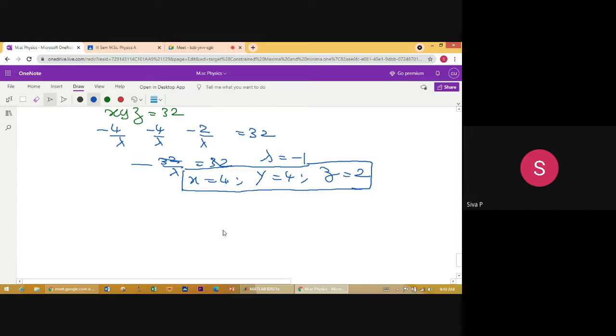Next class we will discuss differentiation under the integral sign.